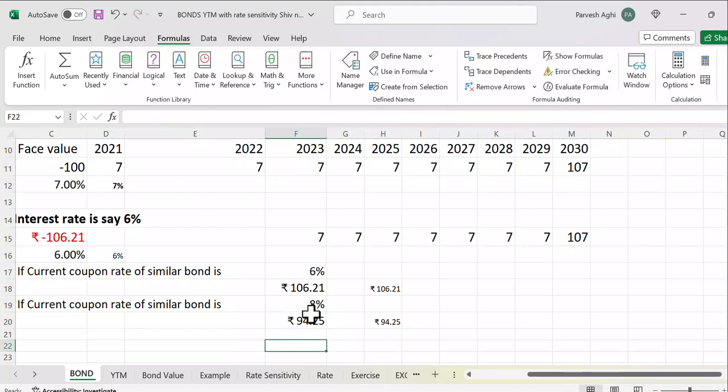So we have studied in different subjects that as bonds come near to maturity, the price comes to its face value. Yeah. That's right. And sir, you are calculating NPV. It's not coming to face value.